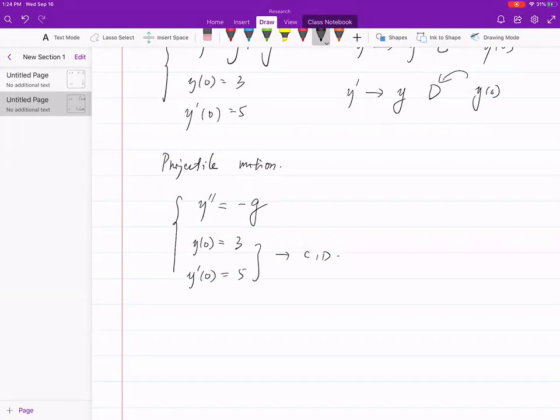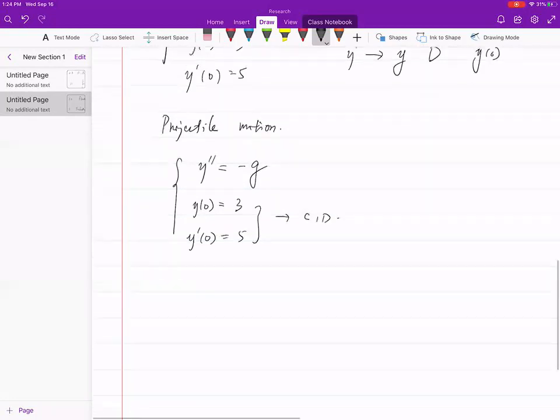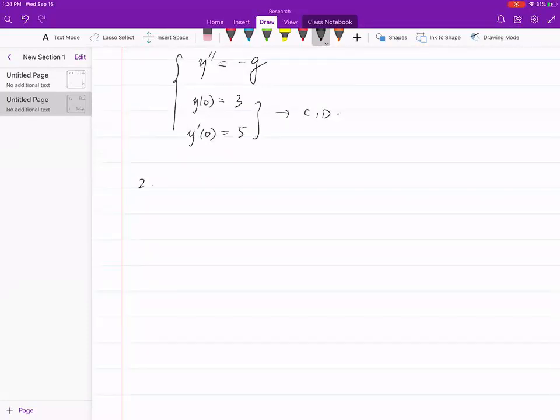So later in real life or in our exams, make sure that you know what I'm looking for. Am I looking for a general solution for a differential equation, or am I looking for a specific solution for an initial value problem? They're almost the same in terms of difficulty.